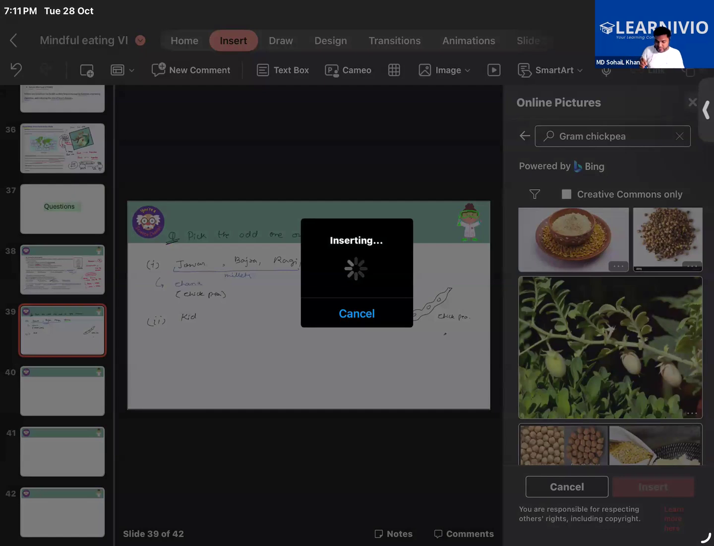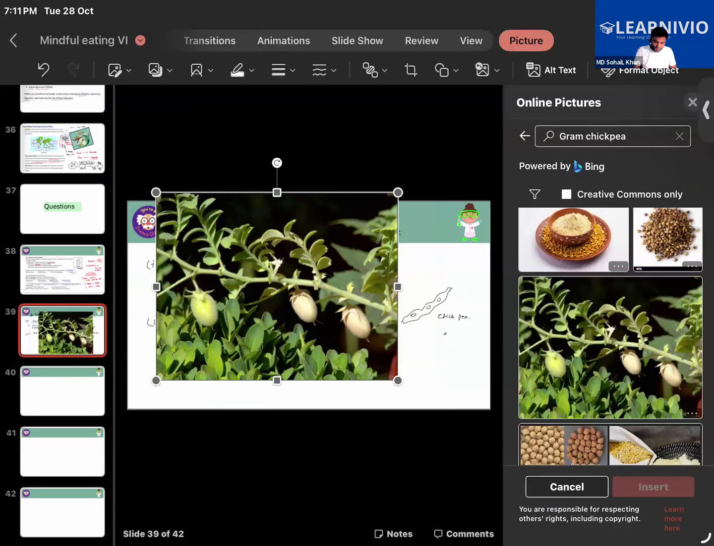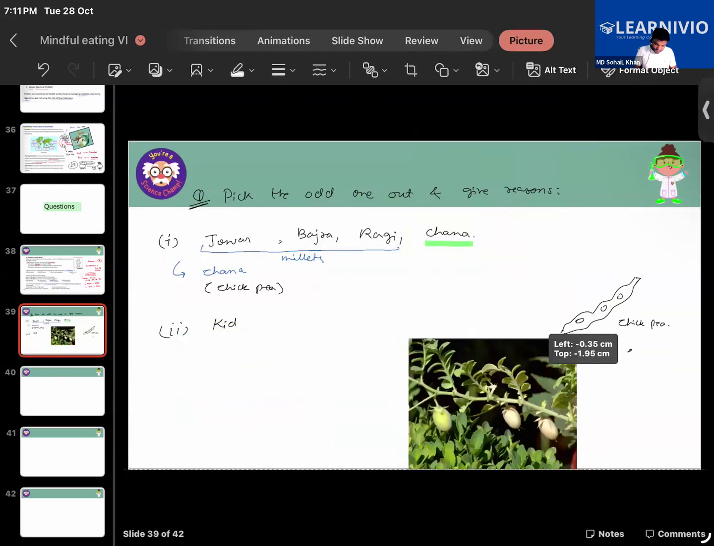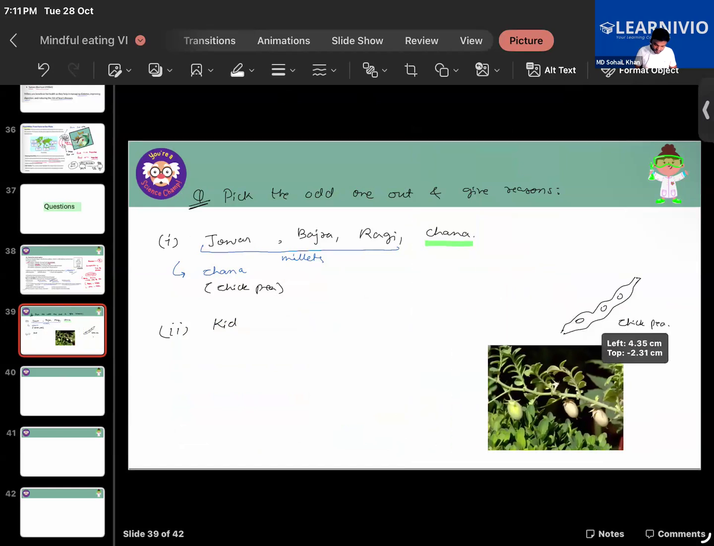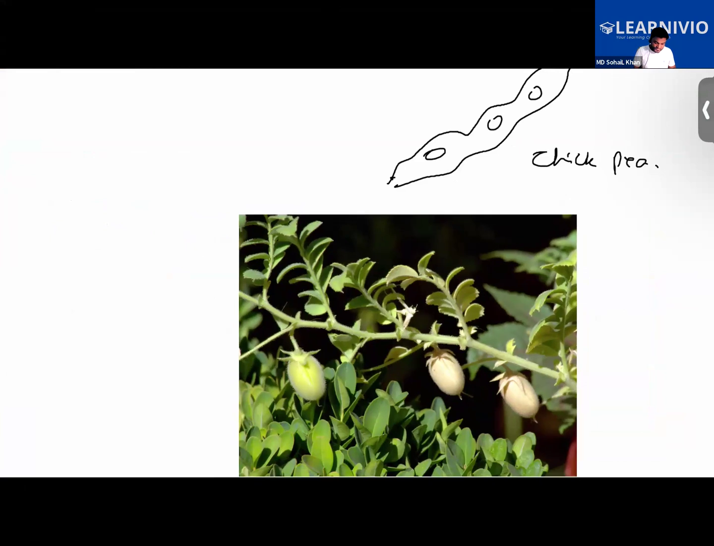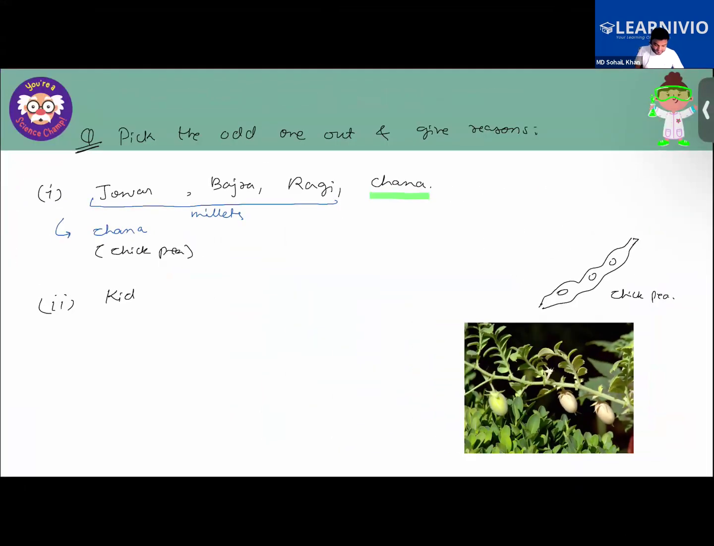Good. So this green oval shaped structure you are seeing here is the chickpea, the chana. We used to eat it a lot in winters, by the way. When you open it, inside you will find green chana, and later on it is dried in the sun and turns brownish in color. So chana is an example of chickpea.